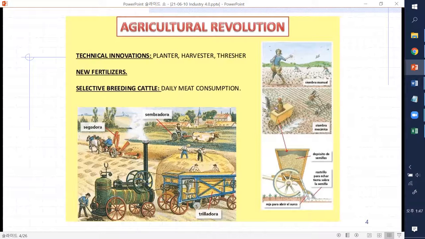And also the cattle. By breeding cattle, meat consumption is increased. That helps humans become healthier and stronger. And steam power is used in the bottom picture.